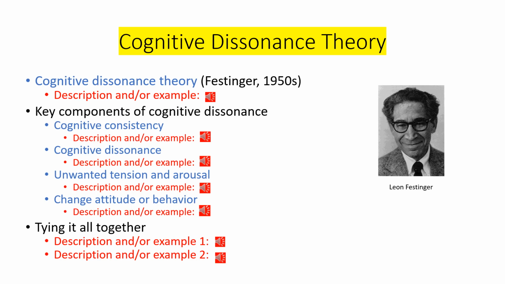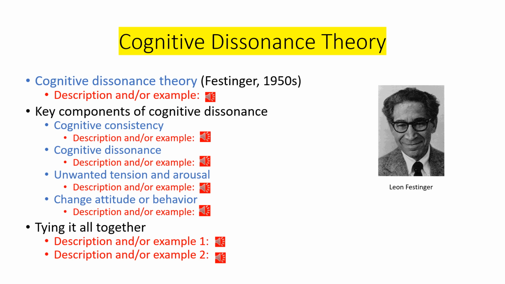The first approach to understanding how behaviors can lead to a change in attitudes is Leon Festinger's theory of cognitive dissonance that he developed in the 1950s. There are a lot of different components to cognitive dissonance theory. It's fairly complex. We'll discuss each of these components below and then tie it all together with a final example.